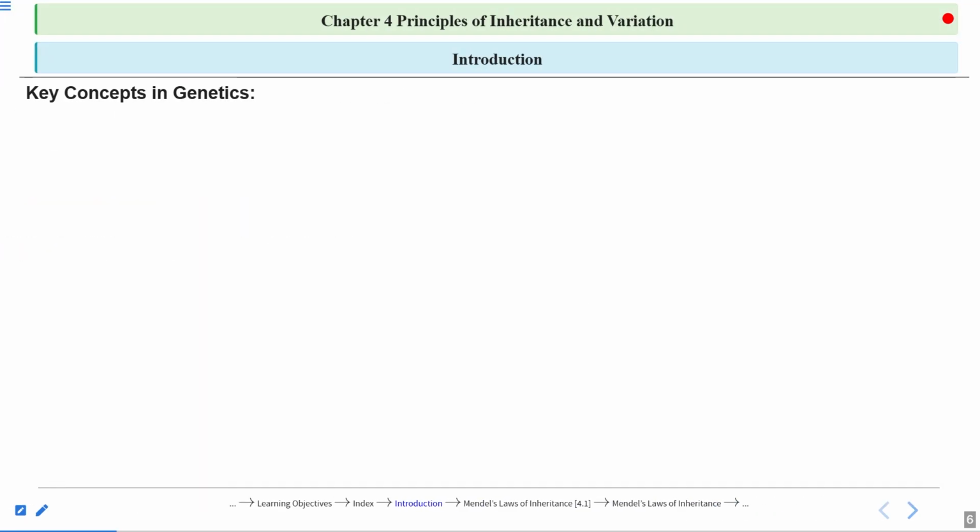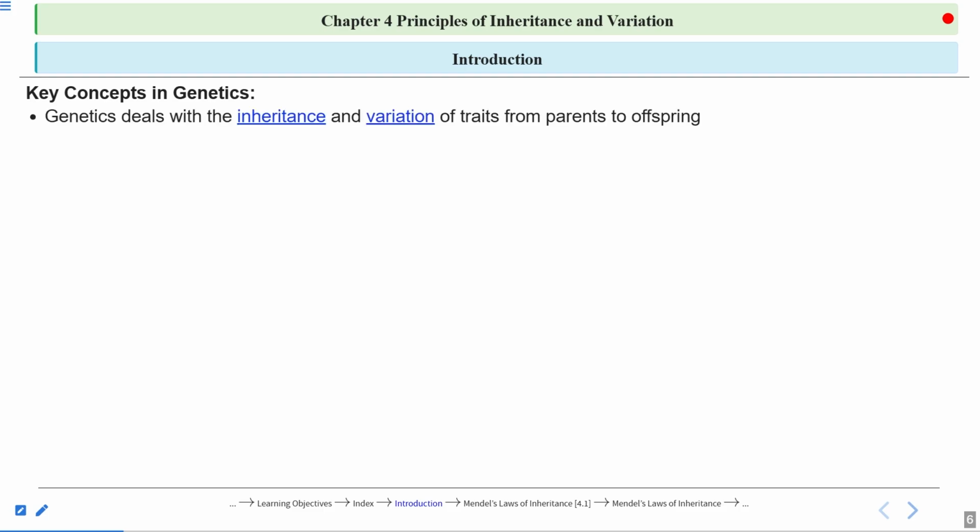Now let's understand some key concepts in genetics. First of all, what is genetics? Genetics deals with the inheritance and variation of traits from parents to the offsprings. So this is a very simple definition of genetics. Here two terms are written, inheritance and variation of the traits. So genetics deals with these two.